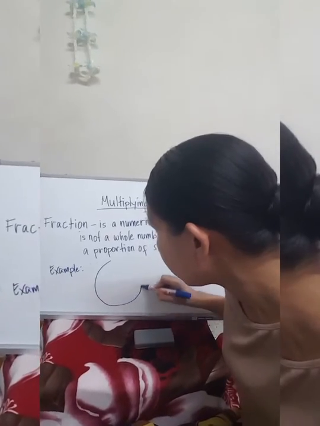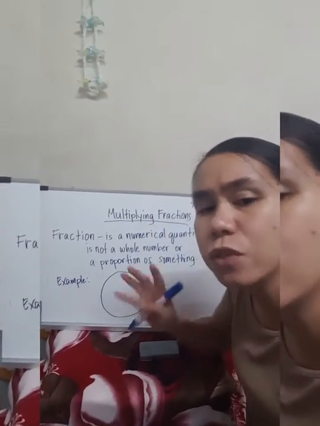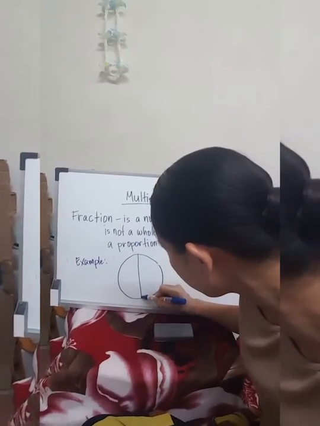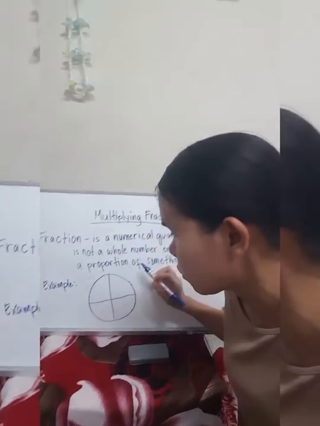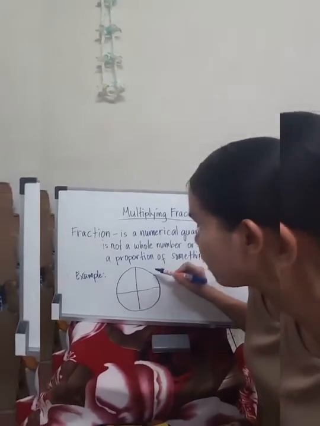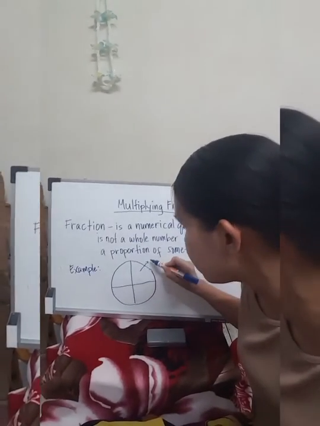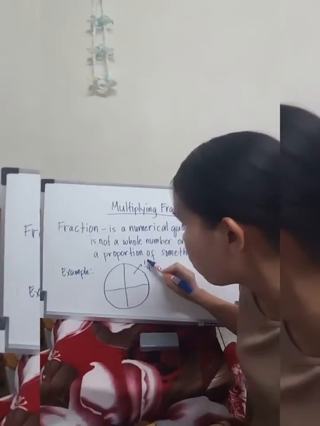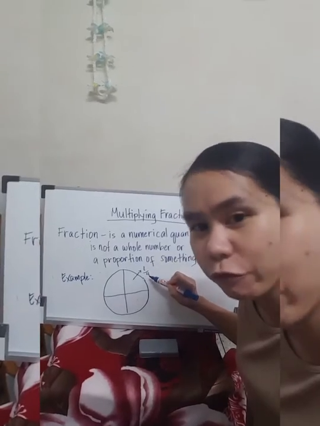a circle, and you want to divide this circle into 4 equal parts. Assuming that this is equal, so here we go. If you take this part, this is 1 out of 4 because you have 4 equal parts, right? So this is what we call 1/4.